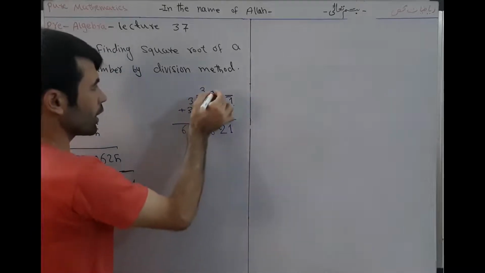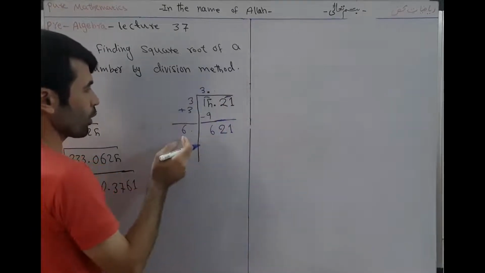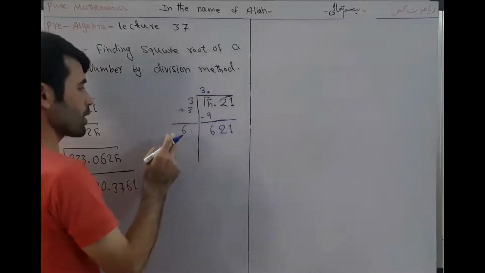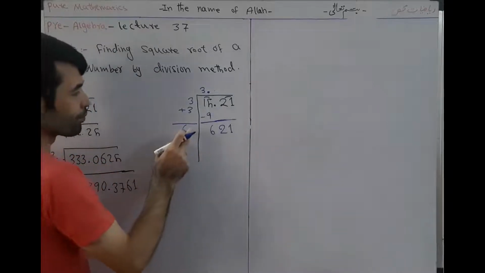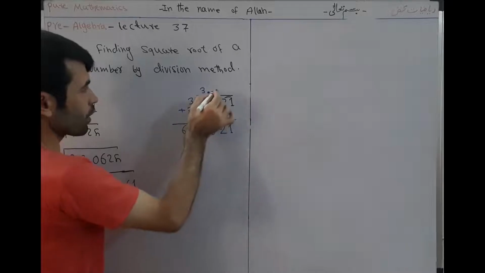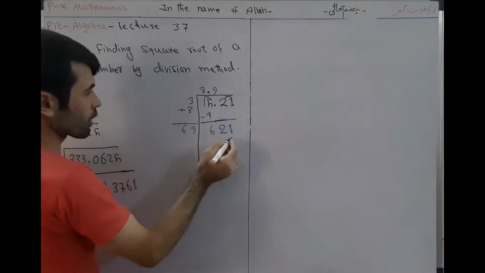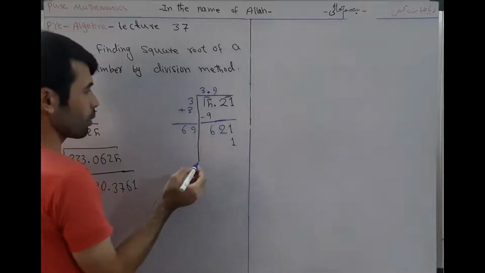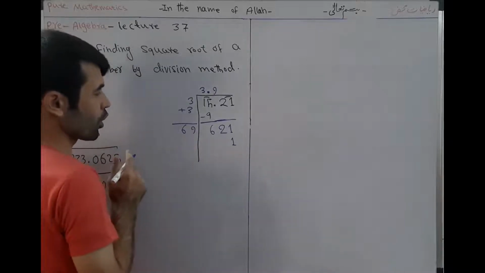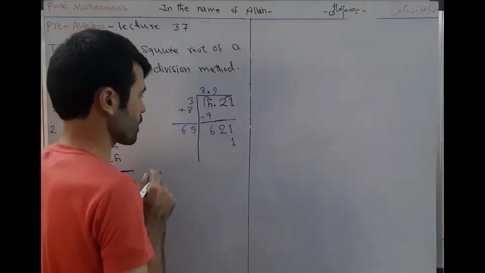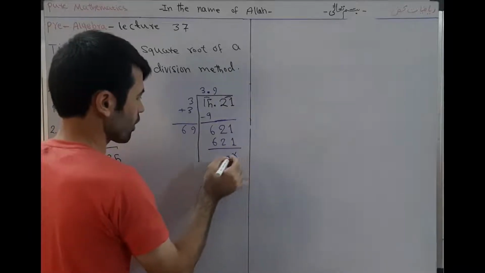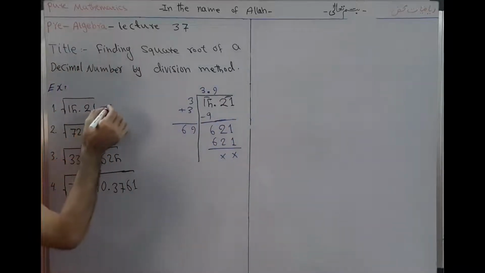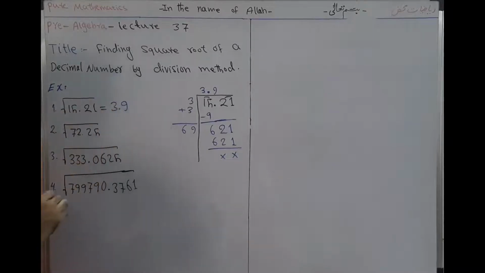621. Here we will give a number which, multiplied by itself and by 6, should not be greater than 621. If we put 9 here, 9 multiplied by 9 is 81, carry 1. 9 multiplied by 6 is 54. 54 plus 8 is 62. Therefore, the answer is 3.9. 3.9 is the square root of this number.